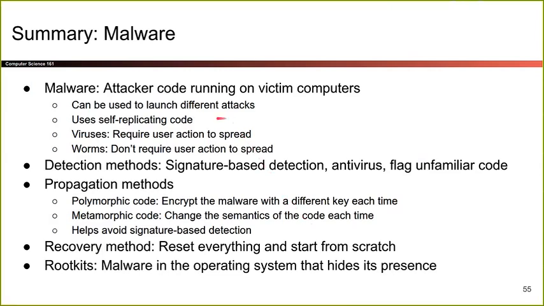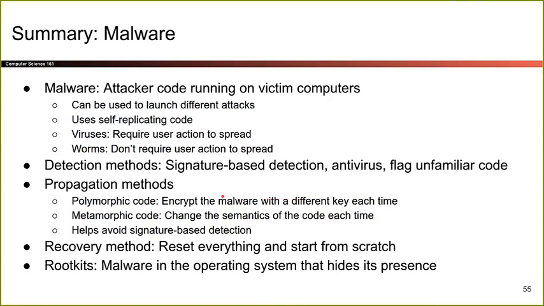It usually uses self-replicating code to spread automatically, so it can spread far and wide. Viruses require users to click on something or open a file to spread. Worms do not require that. The ways to detect this are to use signature-based detection, or to use antivirus, or to flag unfamiliar code.